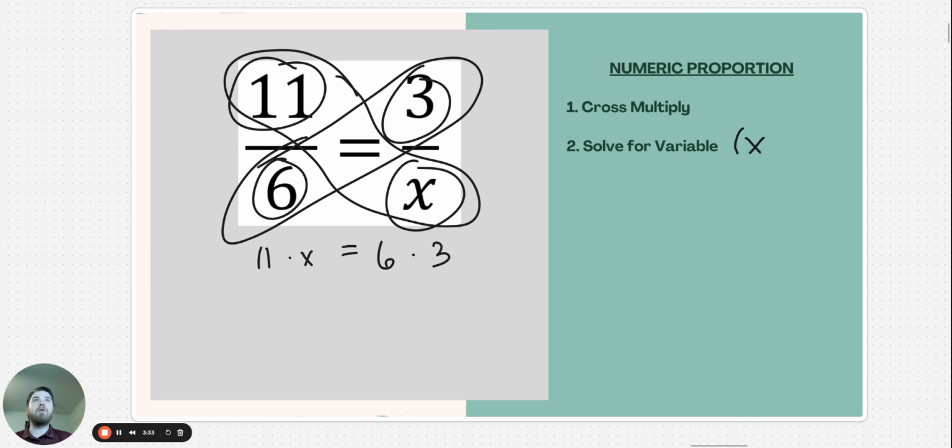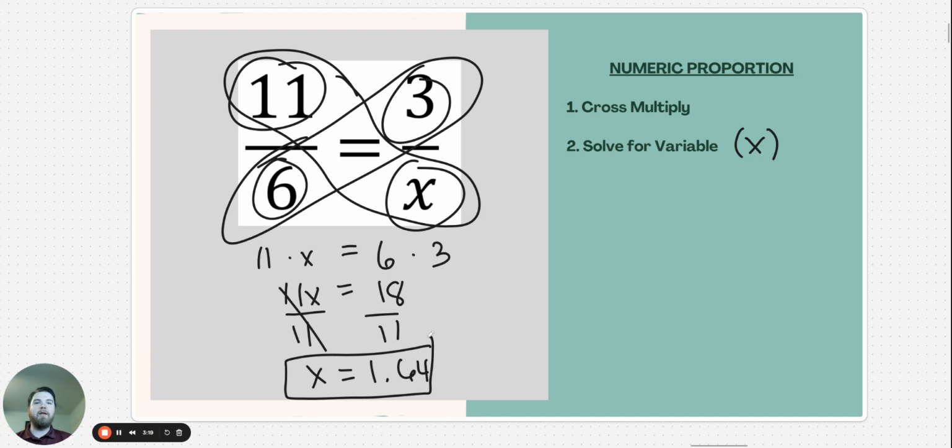So in this case here, we're solving for x. So 11 times x is 11x. 6 times 3 is 18. And then when we solve just that one-step equation, we divide by 11 on both sides. We get x comes out to be 1.64. And so that's what we'd end up getting there.